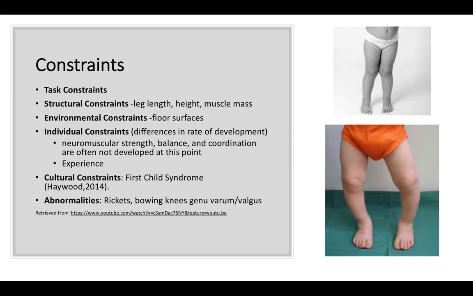And then abnormalities we see, although not too common, we do see rickets, which is a nutritional deficiency, I think, with vitamin D. We also see sometimes bowing of the knees, genu varum, like we see here. So the knees are outside of the ankles. And then we have the valgus, typically the knees in relationship to the hips. The knees are collapsed inward.